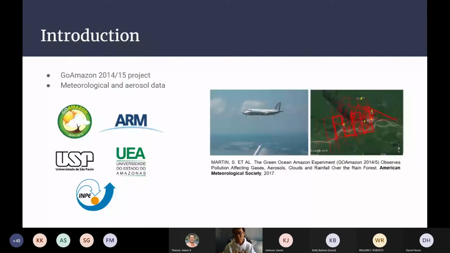conducted an experiment named the Green Ocean Amazon, or GoAmazon project, and its objective was to collect a large volume of environmental and atmospheric data in the region between the cities of Manaus and Manacapuru through ground facilities such as the Amazon Tall Tower Observatory, the ATTO, and aircraft like the one shown in this picture, a G-1 aircraft that performed more than 30 different flights in this region between 2014 and 15. And in this image on the right, you can see the trajectories of the flights that this aircraft conducted.